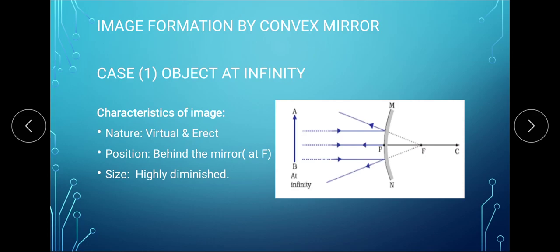The point at which the two reflected rays will appear to meet, they do not actually meet here, but it will appear that they are meeting here. The point at which they will appear to meet is your image. So your image is formed at focus itself, right? And since the rays only appear to meet, the image will be virtual, and virtual image is erect. Image will be formed at focus behind the mirror, and it will be point size, that is highly diminished.